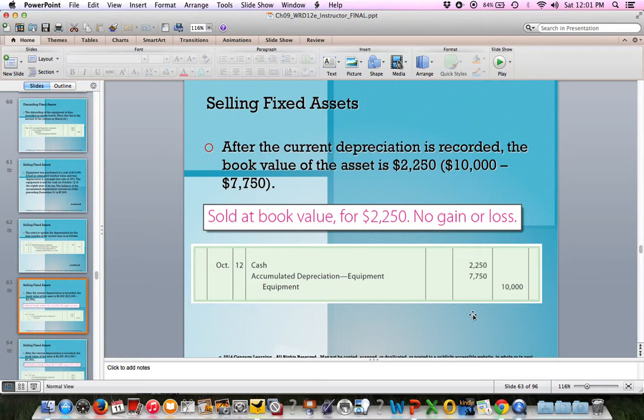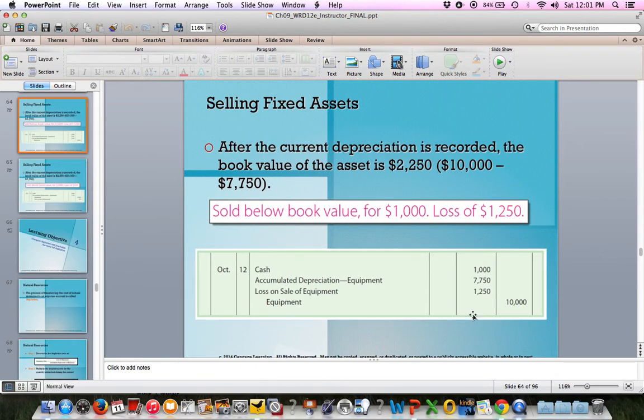I'm going to credit equipment for the original cost, and then I debit accumulated depreciation for the amount of depreciation taken. So there's no gain or loss. I received in value in cash exactly what I gave up in book value.